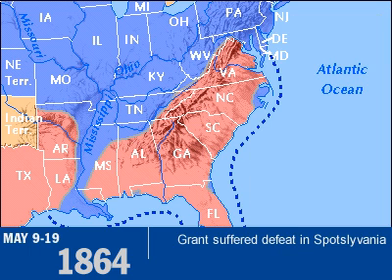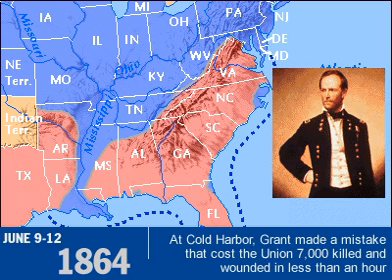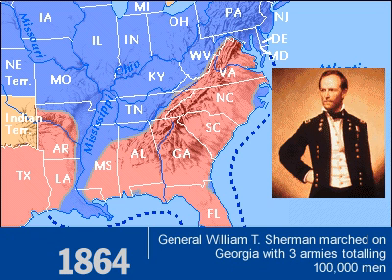Grant suffered a series of chilling reversals at Spotsylvania and at Cold Harbor, where he lost 7,000 men in a single hour. But Grant's sense of purpose never wavered. He kept punching at Lee, forcing him to pull back to a defense of Petersburg and Richmond. Meanwhile, Union forces under William Tecumseh Sherman stormed into Georgia.